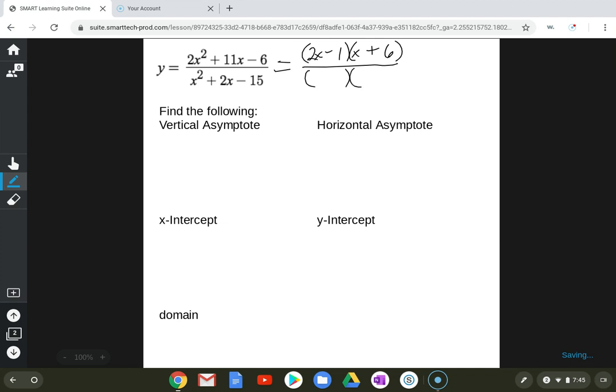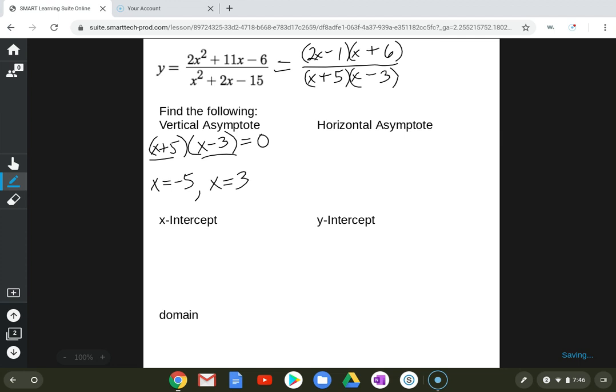On the bottom, I'm going to do x, x, 5, 3. I want a positive 5 and a negative 3 in order to get positive 2 in the middle. All right, so there's my factors. So remember, when you're finding vertical asymptotes, you set your denominator equal to 0. So you're going to set each factor equal to 0 and solve, and your vertical asymptotes are x equals negative 5 and x equals 3.